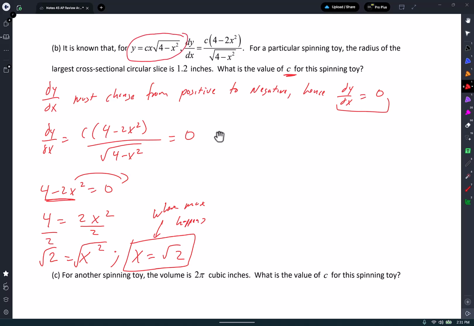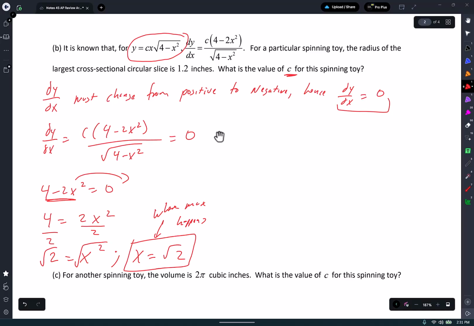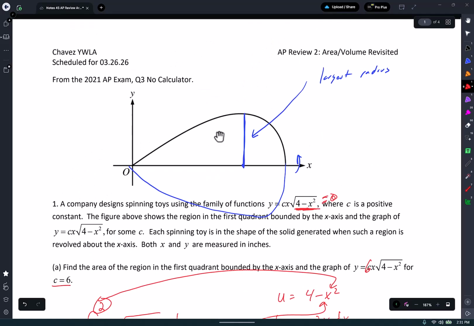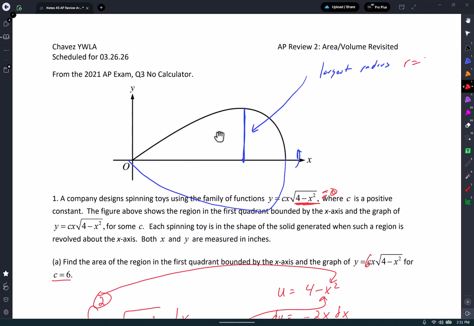Okay, now here's what I'm going to do. Look what I know. For a particular spinning toy, the radius of the largest cross-sectional circular slice is how many inches? So that means, look, I wrote it here, largest radius, r equals 1.2. Well, the r is this right here. So that means I'm going to set that equation equal to 1.2. That's my y value at the x, square root of 2, comma 1.2. That's what the y value is. Do we see that, guys?